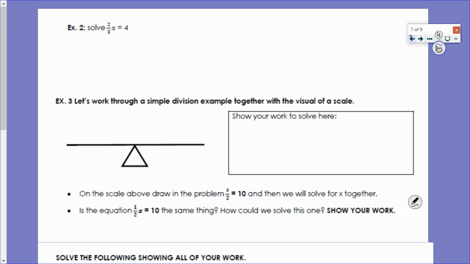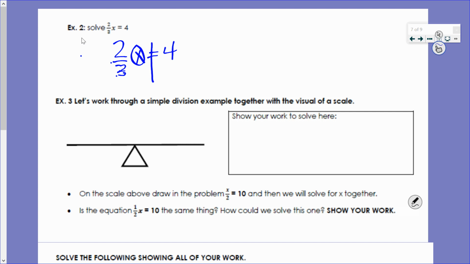This one, relatively easy. I'm going to rewrite it just so I've got room. 2/3 x equals 4. Our steps, guys, don't change. Regardless if you're adding, subtracting, multiplying, or dividing, your steps are the same. I'm going to circle my variable. I'm going to draw that line to make sure I can focus in. What number is with my variable? What operation is it? Multiplication.